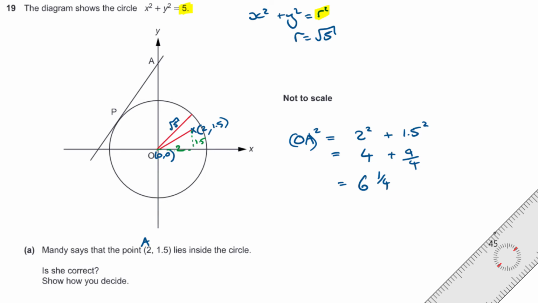So I can see already it's lying outside the circle, because I'm comparing this 6 and a quarter with my 5. Remember, this is the length squared, so this is bigger than 5, isn't it? So therefore it's going to lie outside the circle. So OA squared is greater than r squared, and therefore it lies outside the circle.